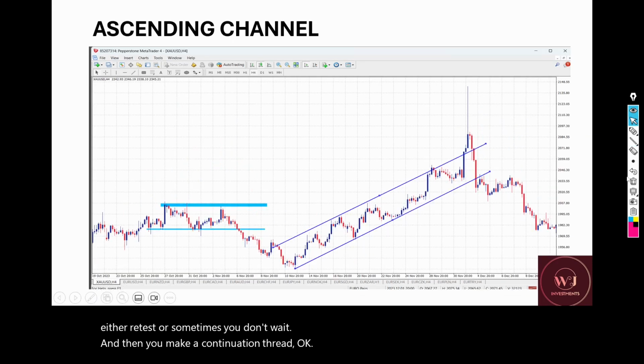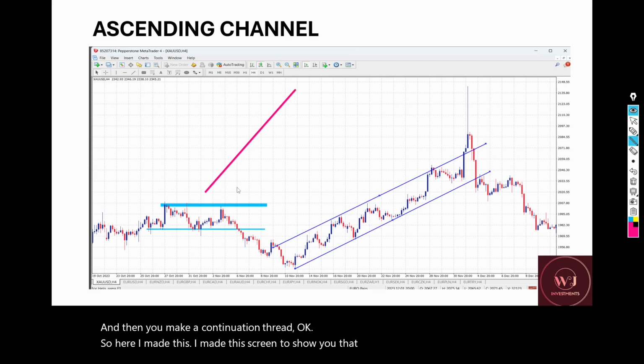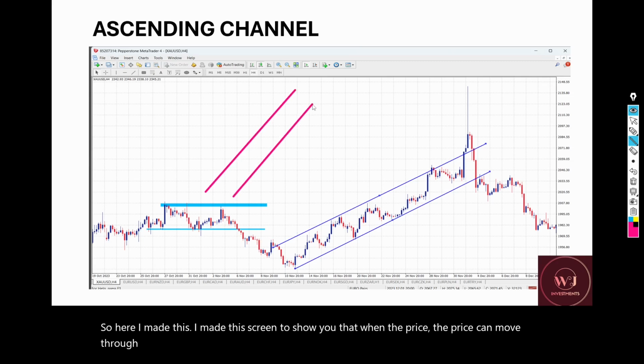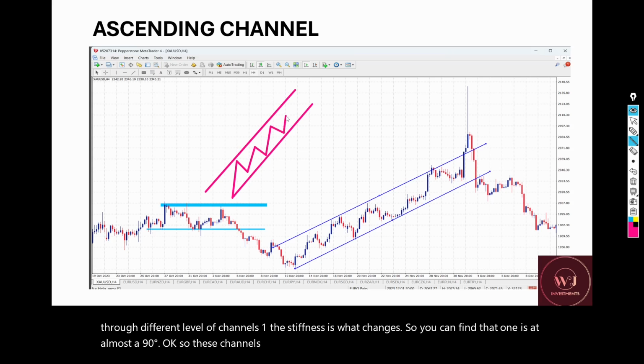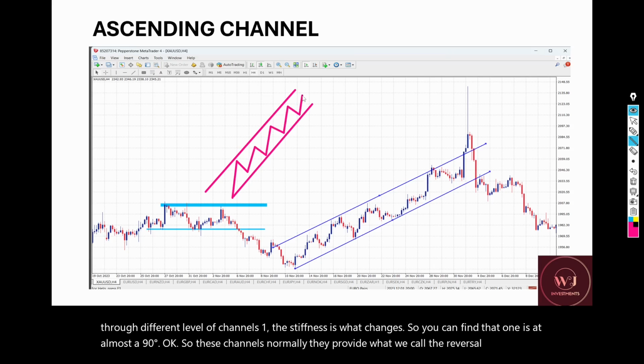So here I made this screen to show you that the price can move through different levels of channels. One, the steepness is what changes. So you can find that one is at almost 90 degrees. Okay. So these channels normally provide what we call the reversal signals because they are overextended.